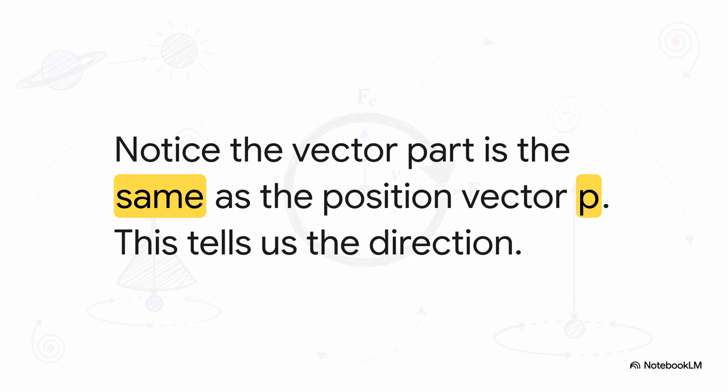Now, take a close look at this result. Does that vector part inside the brackets look familiar? It should. It is exactly the same as our original position vector, p. And that little observation lets us rewrite the acceleration in a much cleaner, more insightful way.